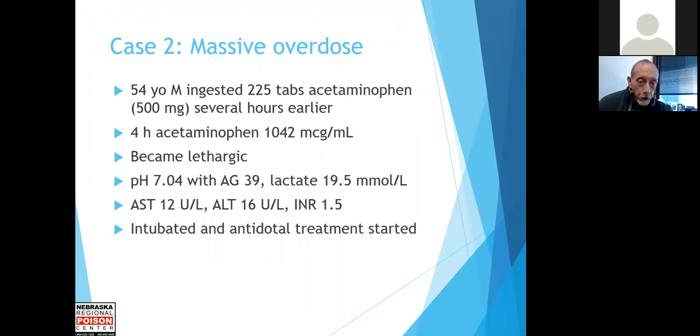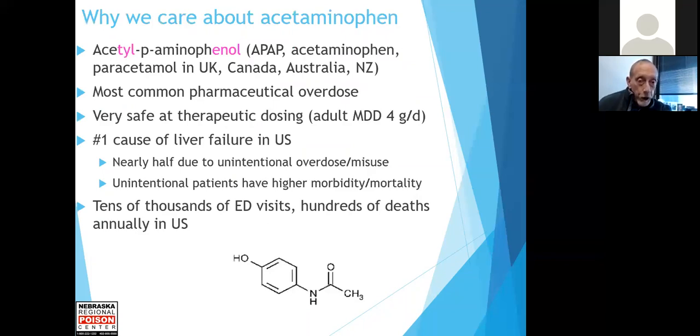This is a case we heard about by phone. A gentleman ingested a large amount of acetaminophen. He had a 4-hour level that was impressive, over 1,000 micrograms per ml. Apparently no co-ingestants. He became lethargic and developed an anion gap acidosis with a pH around 7, a high lactate. His liver enzymes remained normal, but he had a mildly elevated INR. Because of his CNS depression, he was intubated, antidotal treatment was started, and he was transferred to a liver transplant center. We'll come back to him.